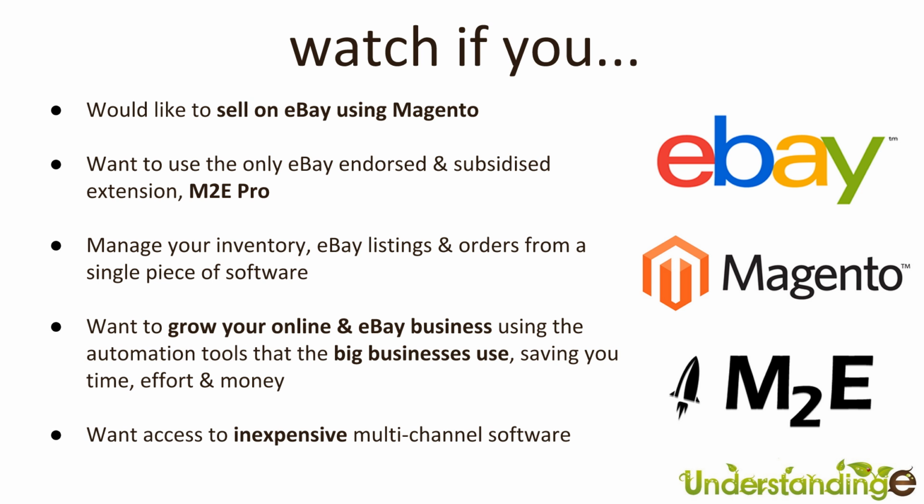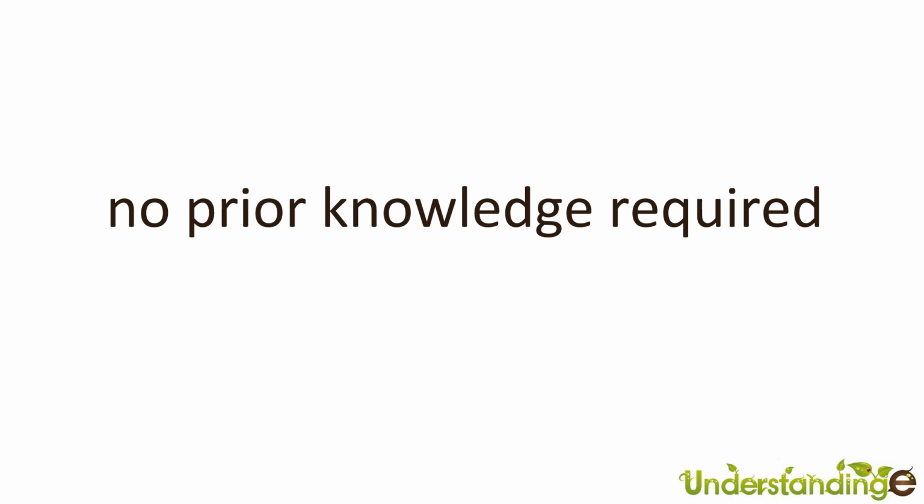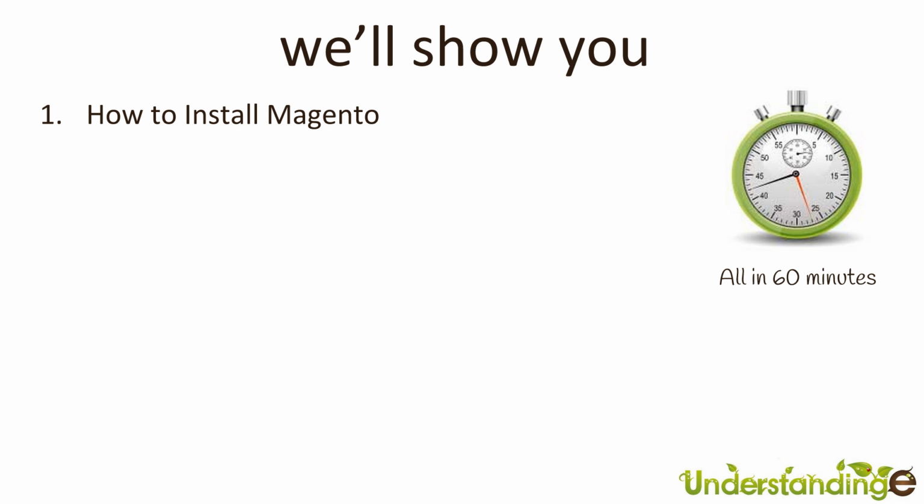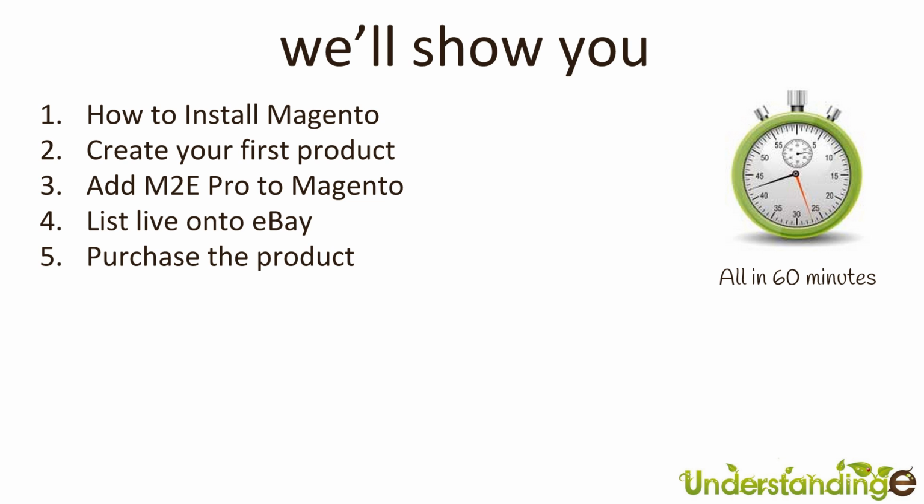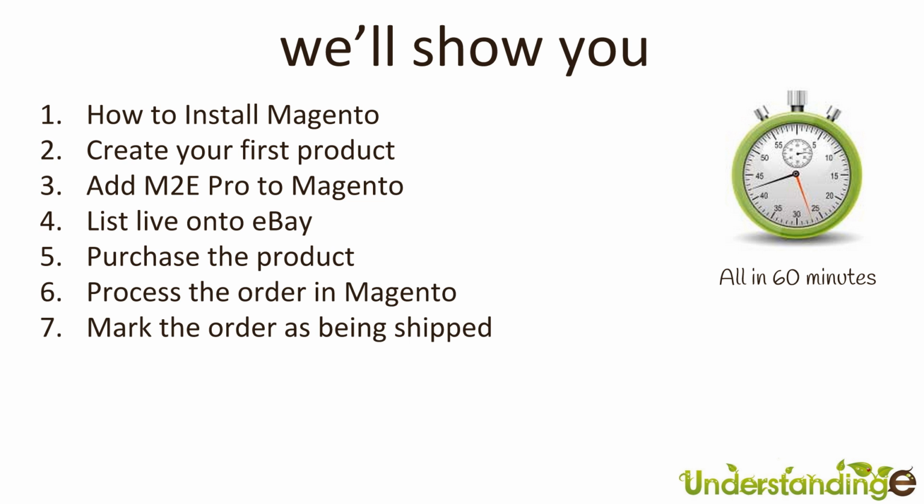Or if you want access to inexpensive multi-channel software or would just like to know why you should sell on eBay. It should also be noted that the purpose of this webinar is to share with you a proof of concept, and as such we assume no prior history to using Magento or M2E Pro. You will see us install Magento live, create a product, add in the M2E Pro extension, list a product live onto eBay, purchase the product, and then process the order in Magento and then see it being updated live on eBay.